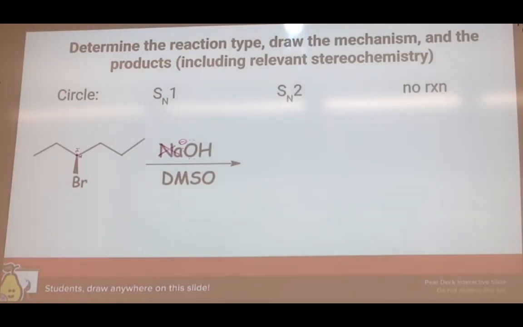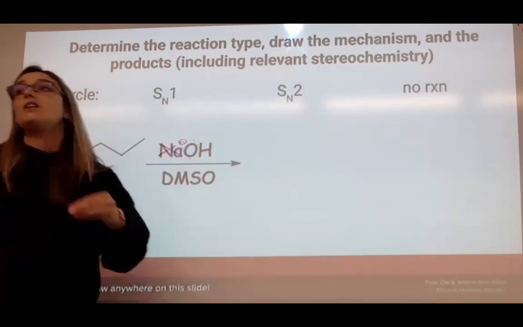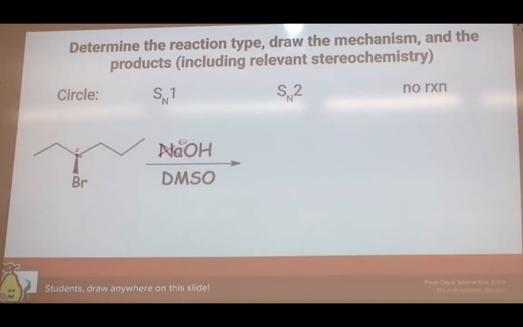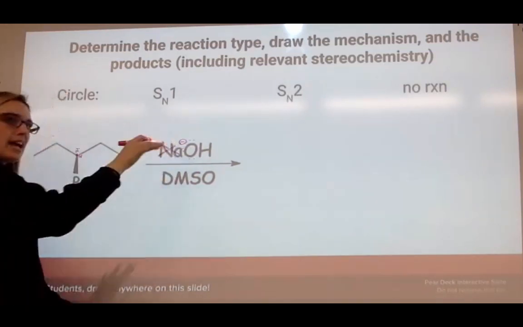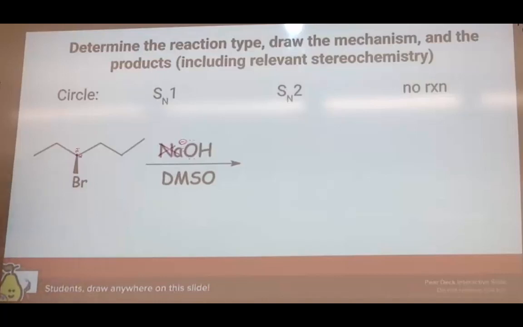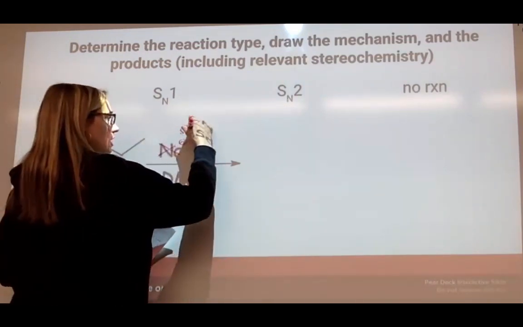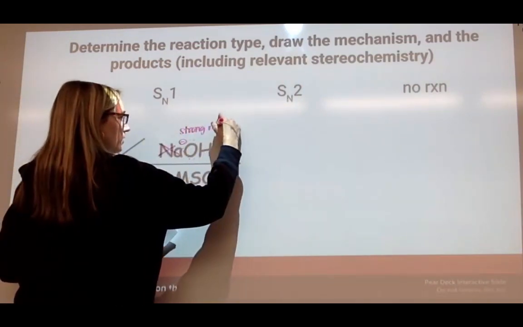You don't see that it's negatively charged here because to bring an anion into solution, you have to bring it in as a salt. But when we ignore that Na plus, now we can see that this is hydroxide. Is hydroxide a strong or a weak nucleophile? It's strong, right? It has that negative charge. So this is going to be a strong nucleophile.